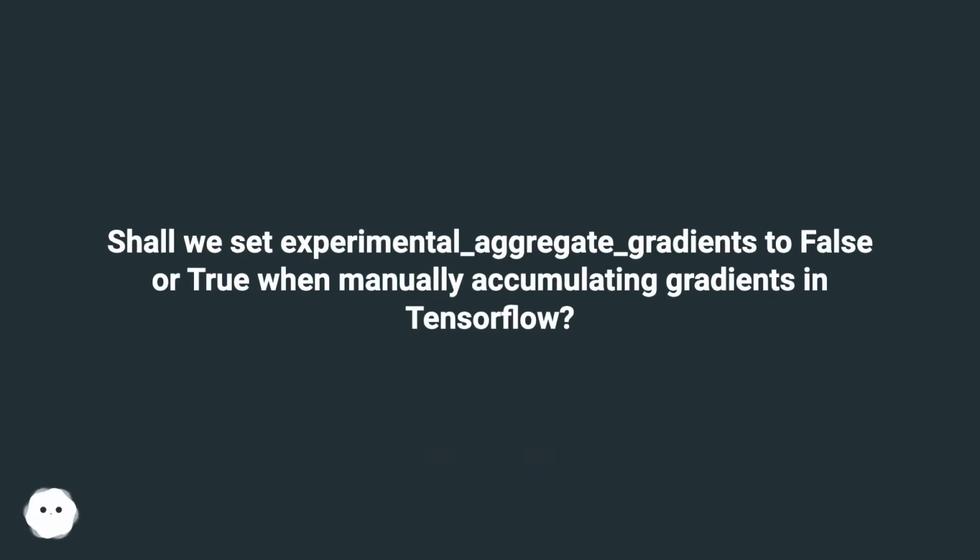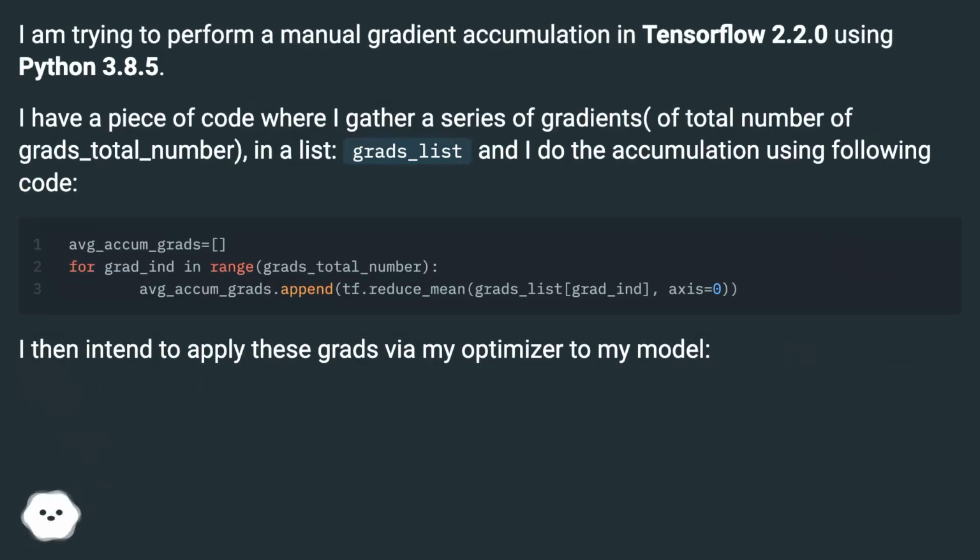Shall we set experimental aggregate gradients to false or true when manually accumulating gradients in TensorFlow? I am trying to perform a manual gradient accumulation in TensorFlow 2.2.0 using Python 3.8.5. I have a piece of code where I gather a series of gradients in a list, and I do the accumulation using the following code.